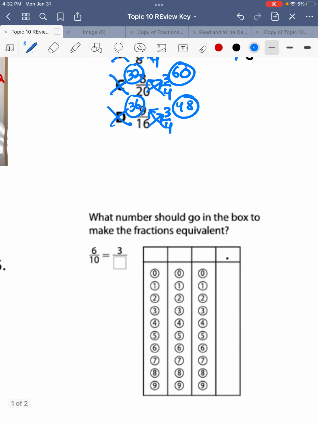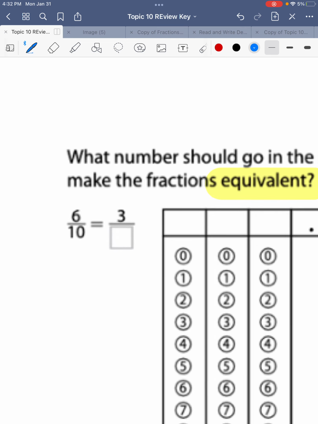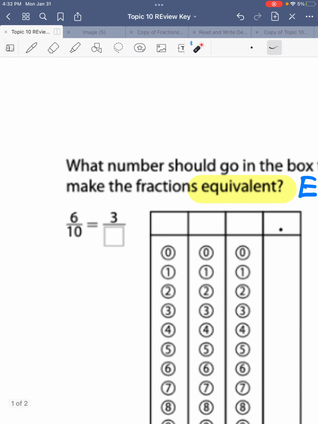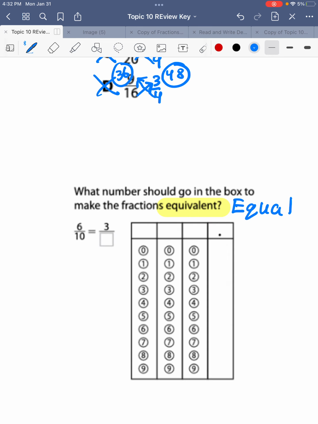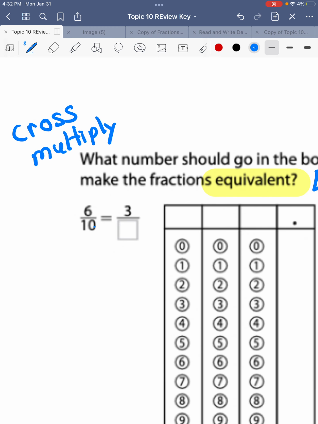Okay. Number 5. What number should go in the box to make the fractions equivalent? Remember, equivalent means equal. So I need to make both these fractions equal. And if you see here, there's an equal sign in the middle. I need to make them equal. So for this problem, I'm also going to do cross multiply.